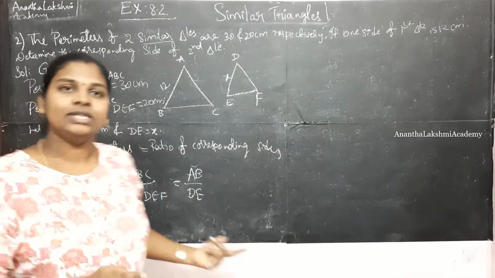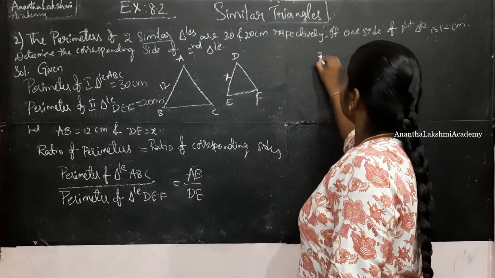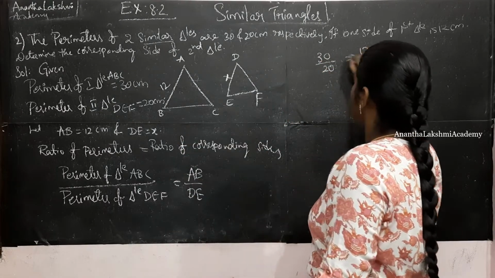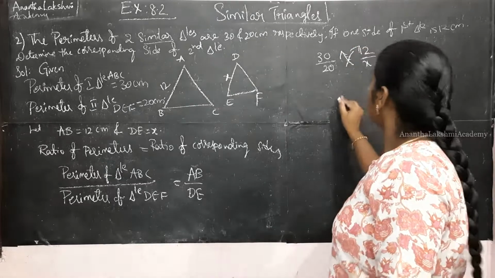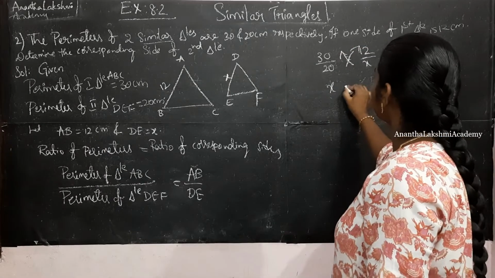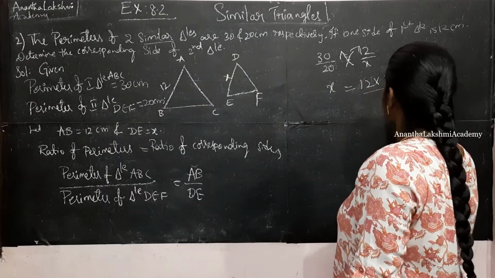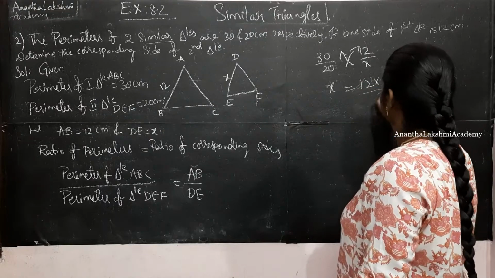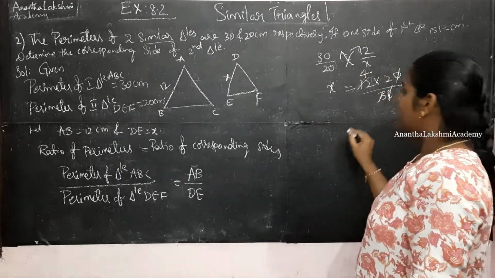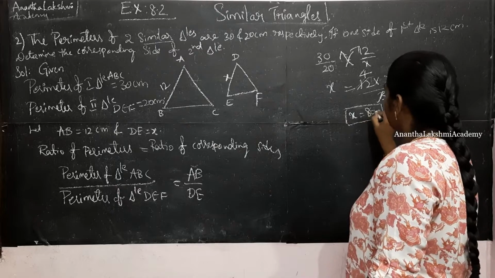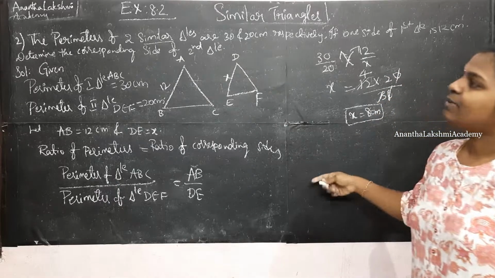By substituting the values, we get 30 by 20 is equal to 12 by x. Upon cross multiplication, we get x is equal to 12 into 20 by 30. The zeros get cancelled. 3 fours are 12. Alright. x is equal to 4 multiplied with 2, nothing but 8 centimeters. So that's about the second problem.